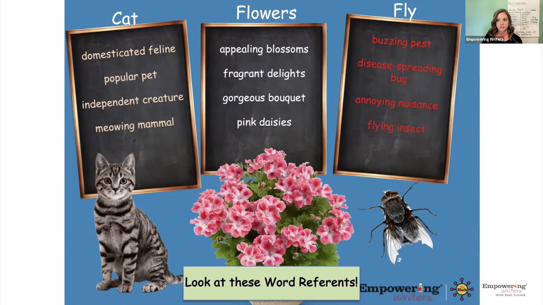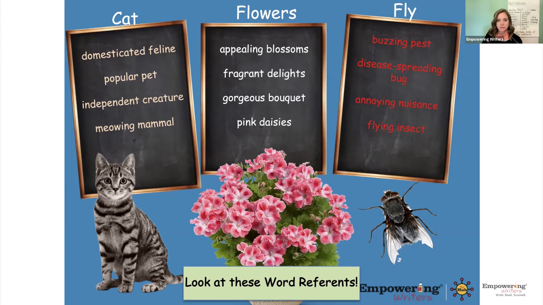Then we move on just a little bit more and we take some other categories. So boys and girls, look at ways in which we can refer to cat: domestic feline, popular pet, independent creature, meowing mammal. Flowers: appealing blossoms, fragrant delights, gorgeous bouquets, pink daisies. A fly: buzzing pest, disease spreading bug, annoying nuisance, flying insect. Now you can see from these particular categories, there are going to be times that I'm going to have an opportunity to teach students a little bit about the tone in which we choose, how that can apply.